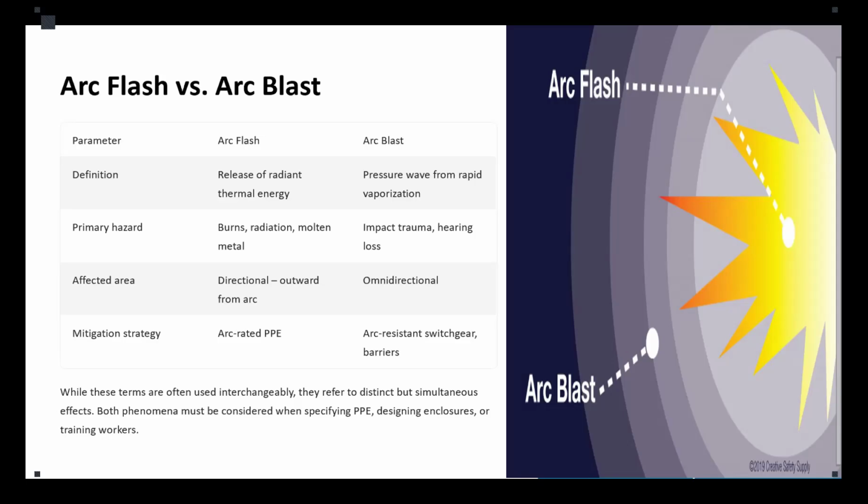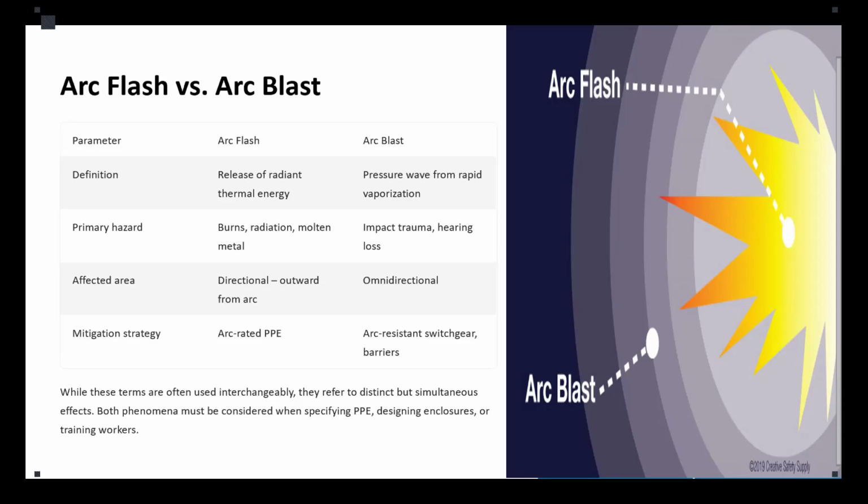Okay, the affected area by the arc flash is typically directional, so it travels outward from the arc source, specifically in enclosed gear like panel boards or switchgears. This energy flows in a conical or fan-shaped path outward from the electrodes.